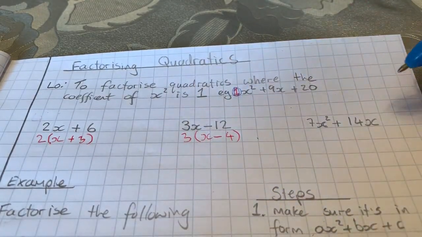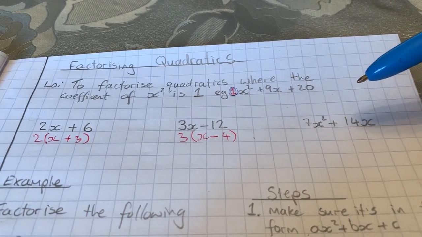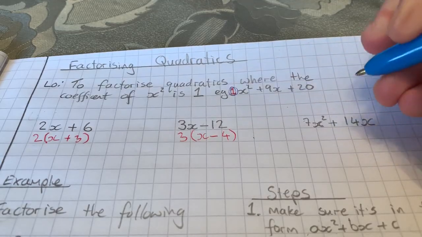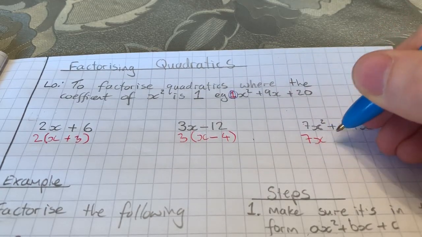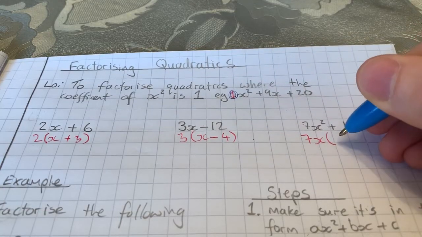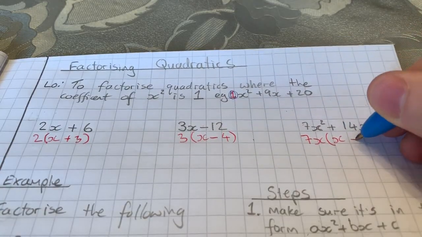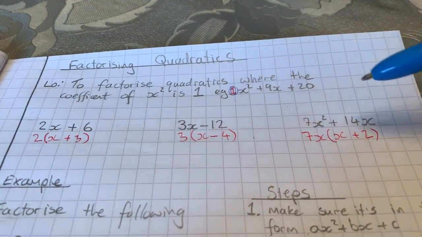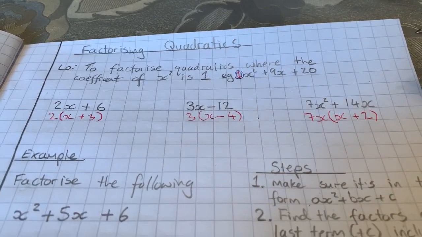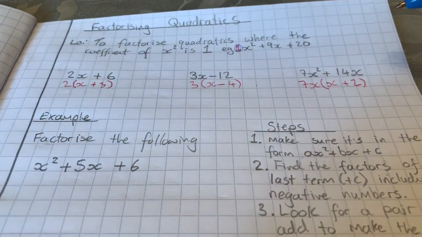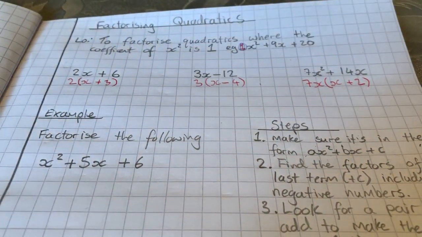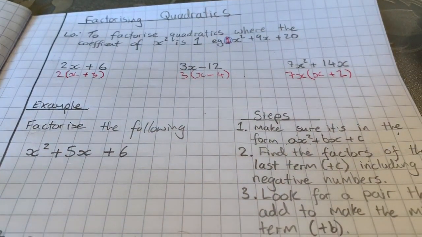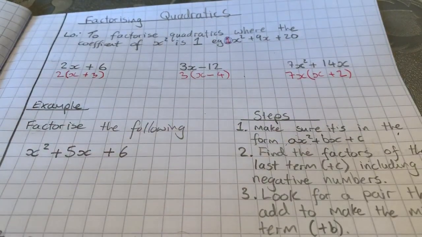And then finally, a factor does not have to just be a number, it can be a letter. So in both 7x squared and 14x, the common factor is 7x. And then that leaves in the bracket x here, and then on the other side it is 2. So that's regular factorising. Now, if we're looking at quadratics, I've got here an example to go through and some steps. Now the steps may seem a bit wordy, a bit long, but once you see it and understand it, it does all come together a little bit.